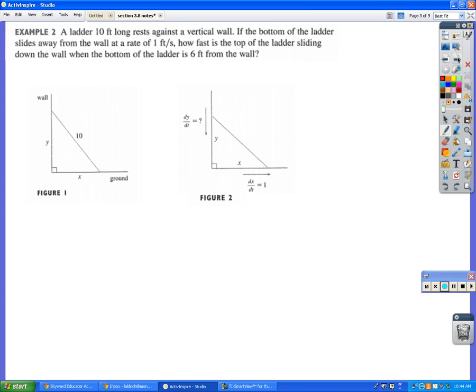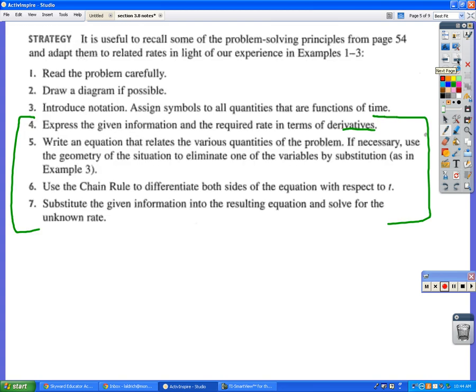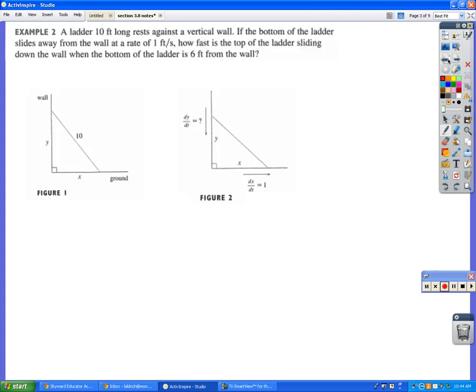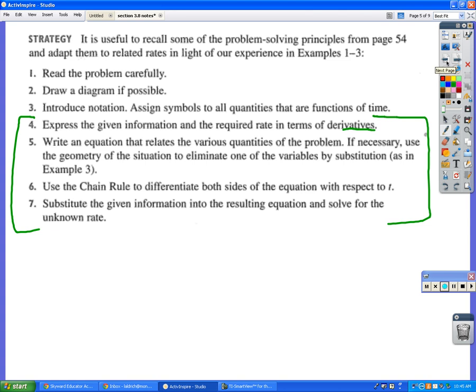So if we take our little problem-solving strategy here, it says, express the given information and the required rate in terms of derivatives. They gave us one right here, dx/dt is equal to 1. That's the given information, and your key word here is rate, anytime it uses the word rate. And we are trying to find dy/dt. So we have expressed the given information and the required information in terms of derivatives. What's our next step in the problem-solving process? Write an equation that relates the various quantities of the problem.